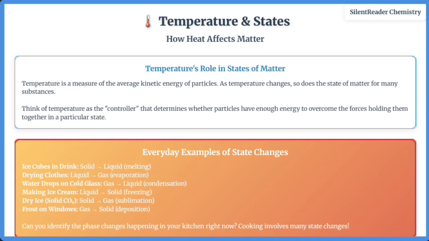Temperature measures the average kinetic energy of particles and determines states for many substances. Everyday examples include ice melting in drinks, water evaporating from clothes, condensation on cold glasses, and freezing when making ice cream. Pressure also affects states. Increasing pressure can turn gases to liquids like in LPG cylinders, while decreasing pressure lowers boiling points, which is why water boils at lower temperatures on mountains. Some substances have interesting behaviors like water being less dense as ice, dry ice sublimating directly, and liquid crystals having properties of both liquids and solids.